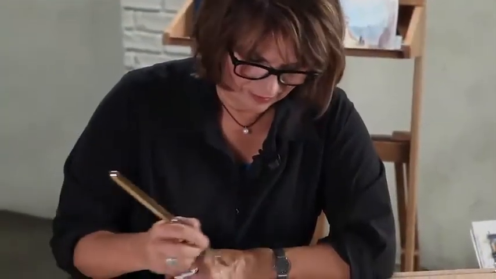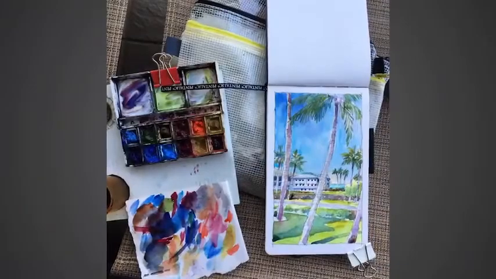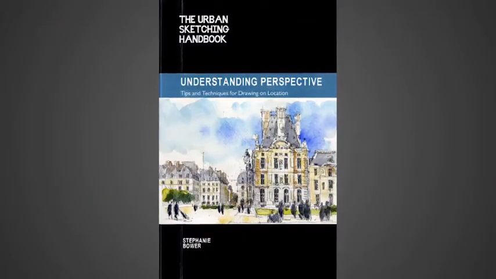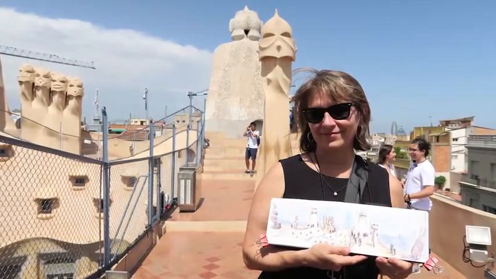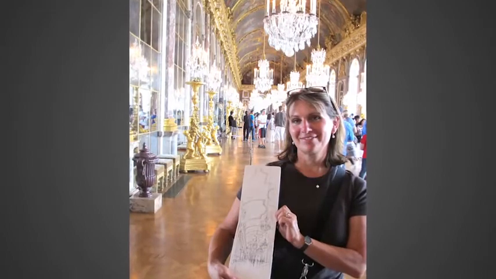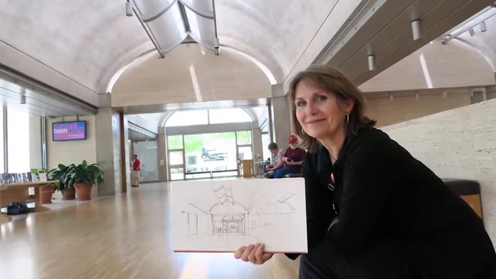I have a background as an architect and now work as an architectural illustrator. I've also been teaching sketching for many years. I'm the author of the Urban Sketching Handbook, Understanding Perspective, and a blog correspondent and instructor for Urban Sketchers. I'm inspired by amazing architecture, be it grand or humble. I draw to learn about the buildings I see, both on my travels and at home.